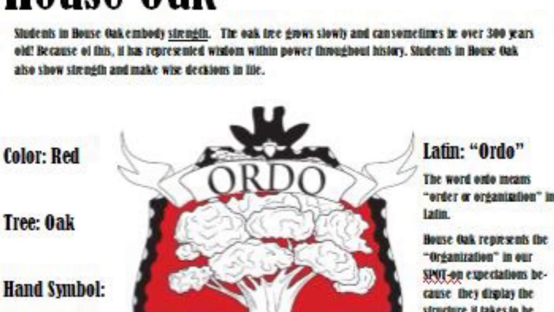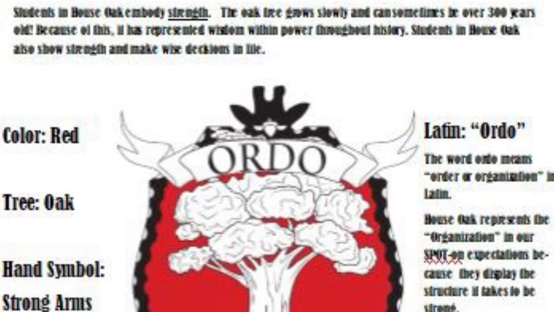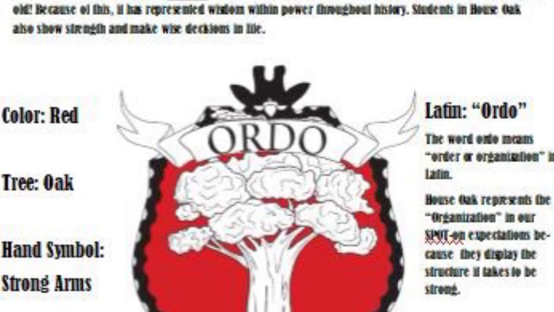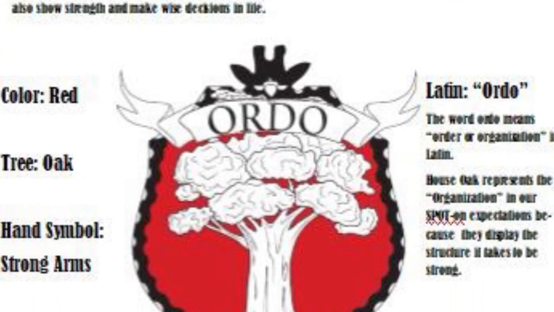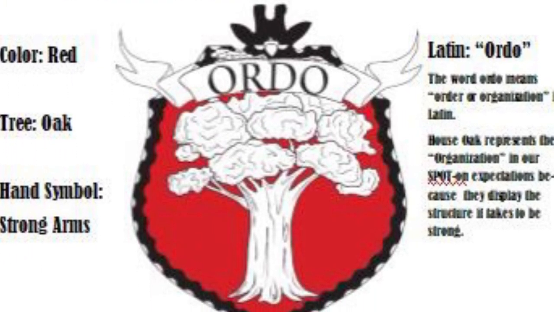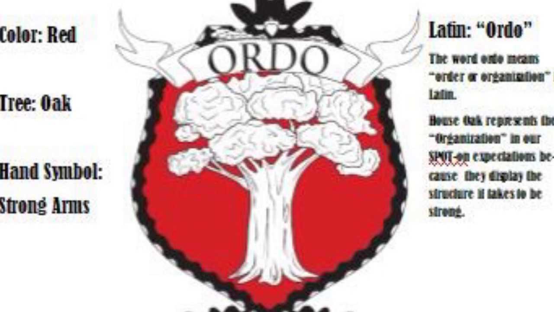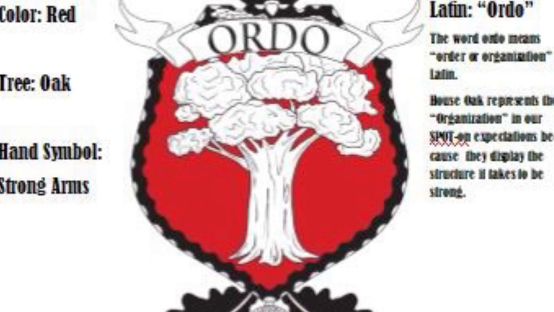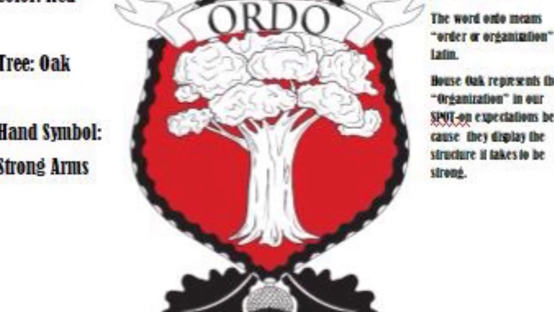Students in House Oak embody strength. The oak tree grows slowly and can sometimes be over 300 years old. Because of this, it has represented wisdom within power throughout history. Students in Oak House show strength and make wise decisions in life.